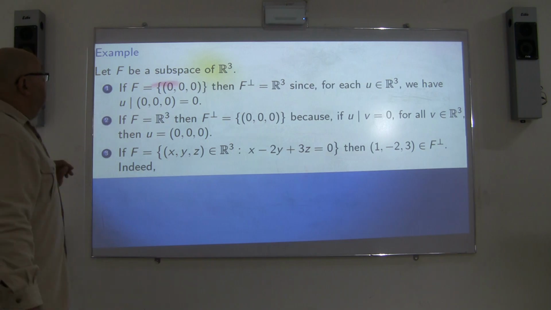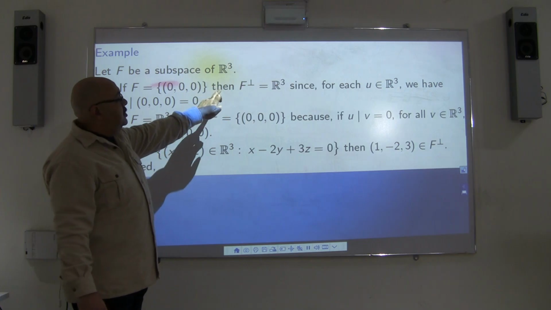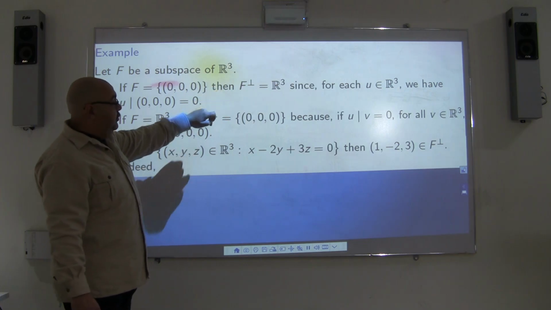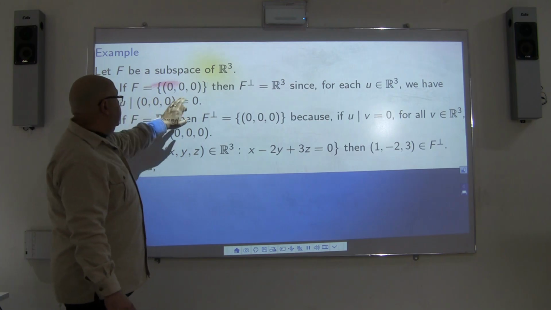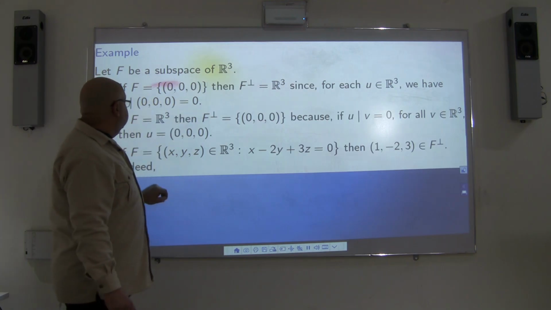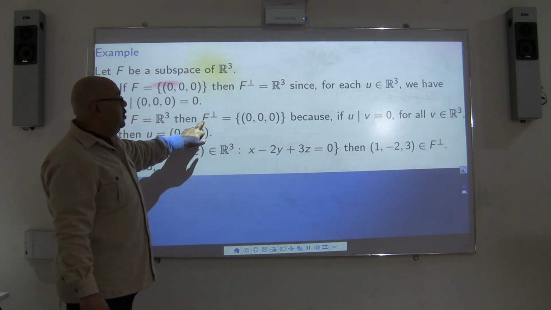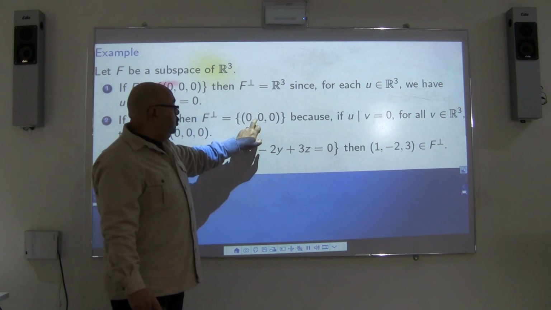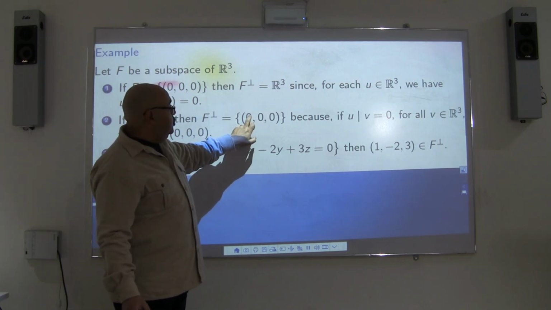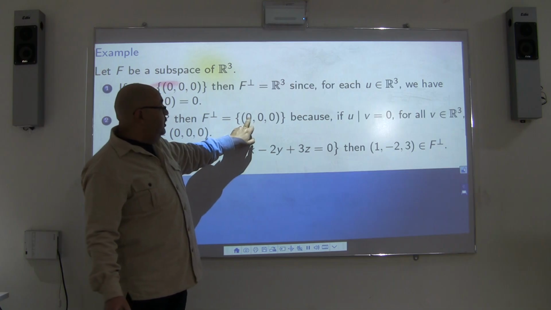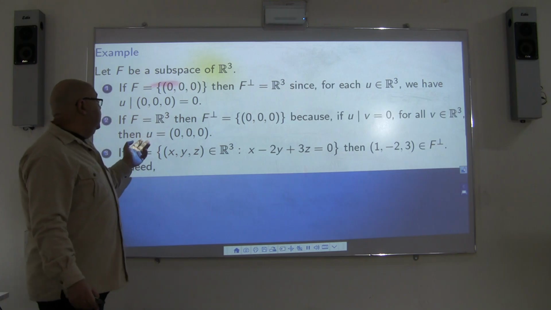Let F be a subspace of R3. If F is the origin, then its orthogonal complement will be the origin, because U times the origin is equal to origin. If F belongs to R3 and the orthogonal complement is 0, then the subvector space perpendicular or orthogonal on this origin is R3. So they are completing each other.